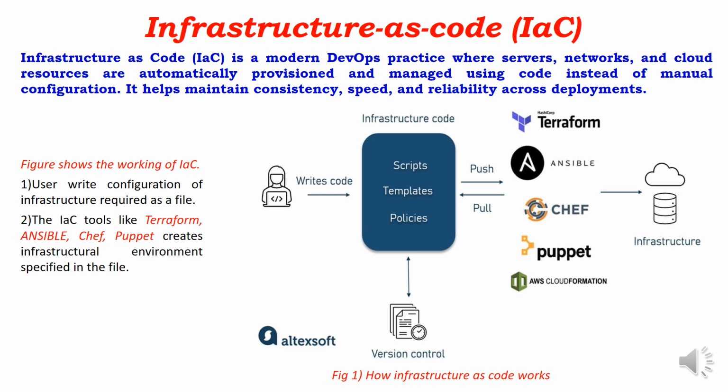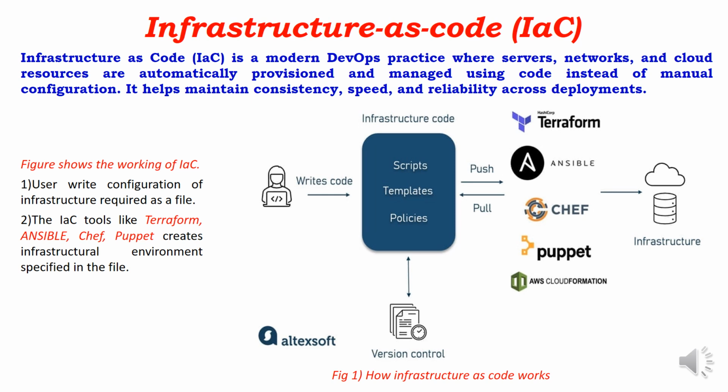Good morning. Today we are going to discuss infrastructure as code, IaC. Infrastructure as code is a modern DevOps practice where servers, networks and cloud resources are automatically provisioned and managed using code instead of manual configuration. It helps maintain consistency, speed, and reliability across deployments.